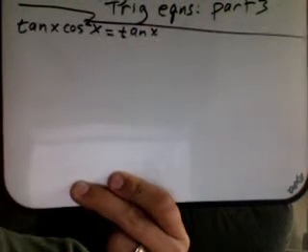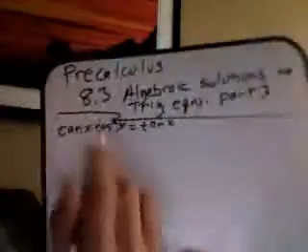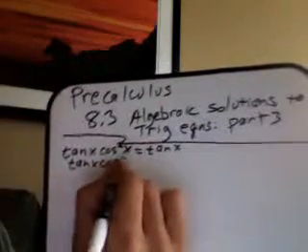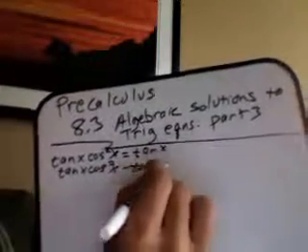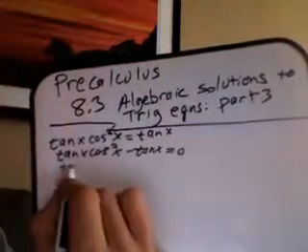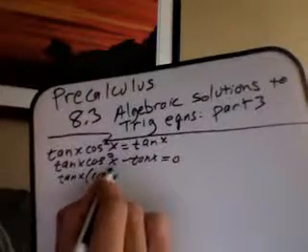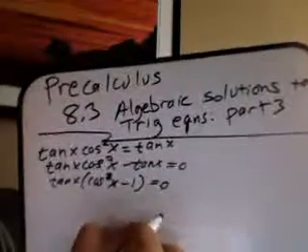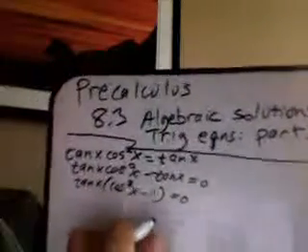Alright, so instead what we're going to do is put everything on one side and factor. So we'll subtract that tangent from the right side over onto the left side, leaving us with nothing on the right side. Then we'll factor out that tangent, and we'll have tangent times cos squared x minus 1 is equal to 0. Now we have two factors. Each one can separately be equal to 0.